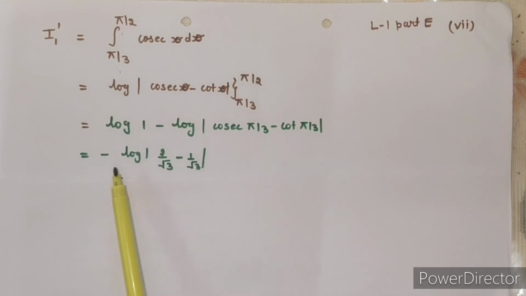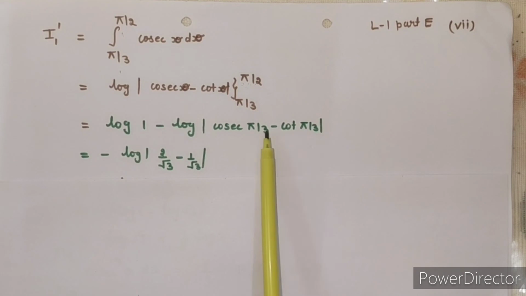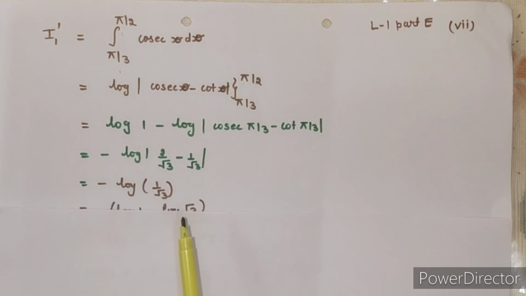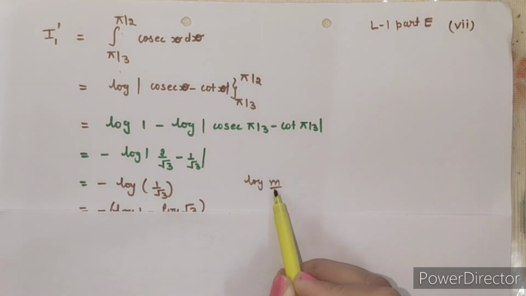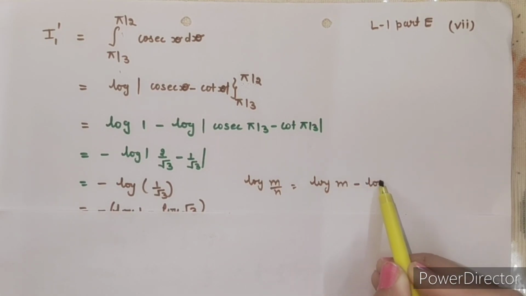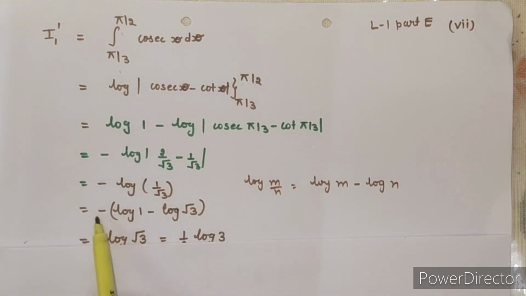So log 1 is 0. So this is minus log of, in place of cosecant pi by 3 we can put 2 by under root 3, minus cot pi by 3 is 1 by under root 3. Taking the LCM, this is 2 minus 1, so 1 by under root 3. Now I am using the formula log m by n, that is log of m by n is nothing but log of m minus log of n. Use this. Again this gives you log 1 minus log of under root 3. Log 1 again 0. So this minus minus is plus. This is log of under root 3.